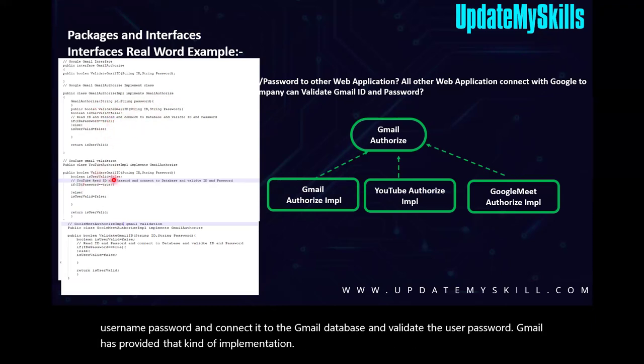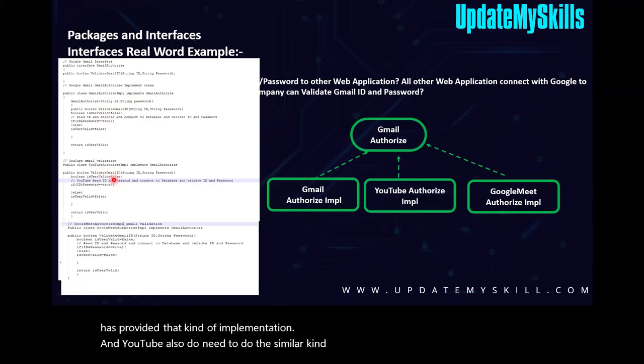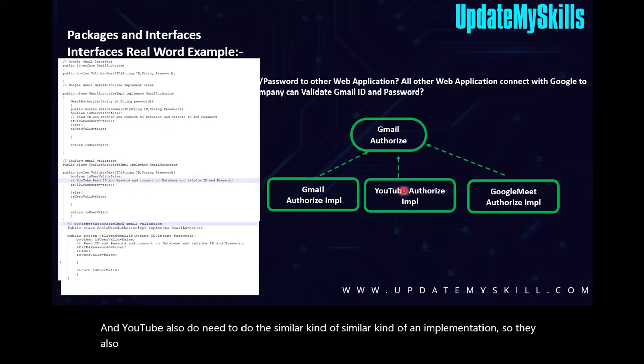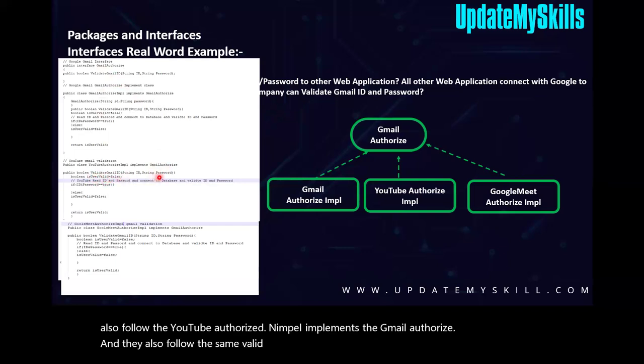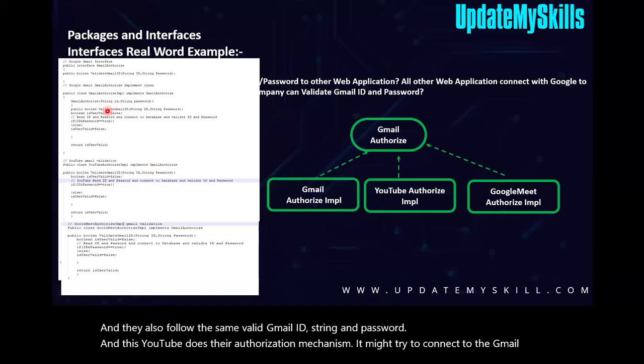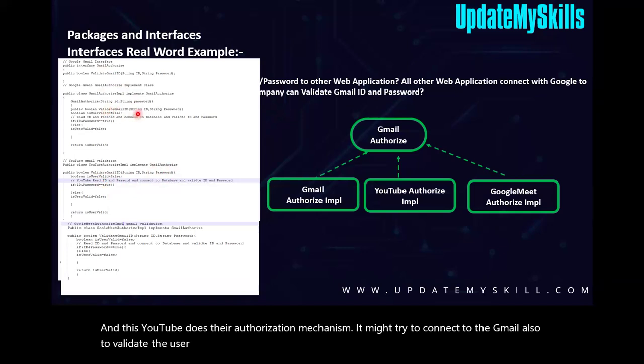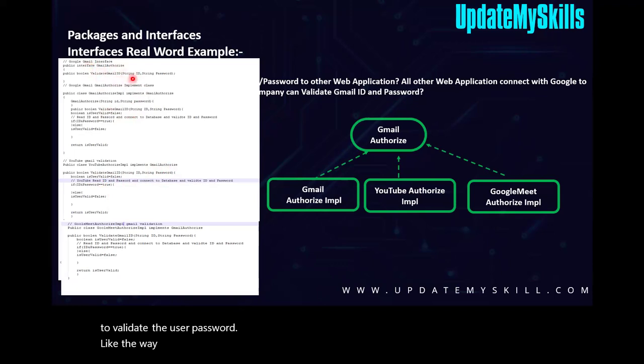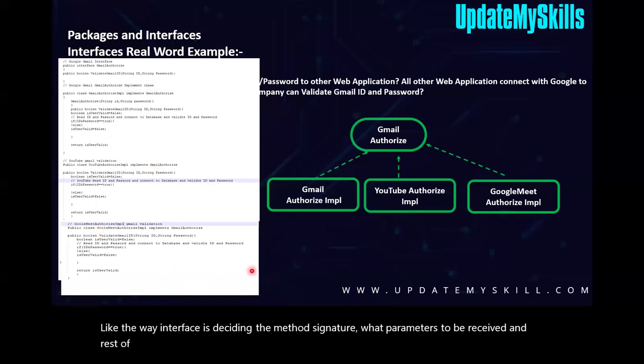And YouTube also needs to do a similar kind of implementation. So they also follow: YouTube authorization impl implements Gmail authorize. And they also follow the same validate Gmail ID, string and password. And YouTube does its own authorization mechanism. It might try to connect to Gmail also to validate the user ID and password. Like that, the interface decides the method signature, what parameters are to be received, and the rest of the subclasses can start utilizing this kind of mechanism.